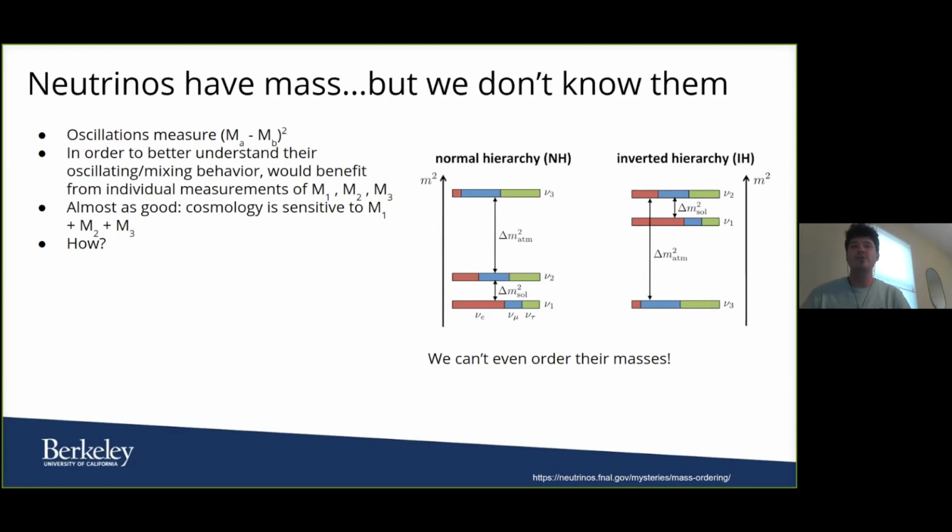So something that's almost as good as measuring these individual masses is measuring the sum of these masses. And this is something that cosmology ends up being sensitive to. And these next few slides are supposed to be an overview of kind of how that ends up working. Over here on the right, I have different kind of hierarchies. This is just to show that we don't even know the ordering of the neutrino masses. So we don't know if the muon neutrino is on average heavier than the electron neutrino. That's kind of how clueless we are at the moment.